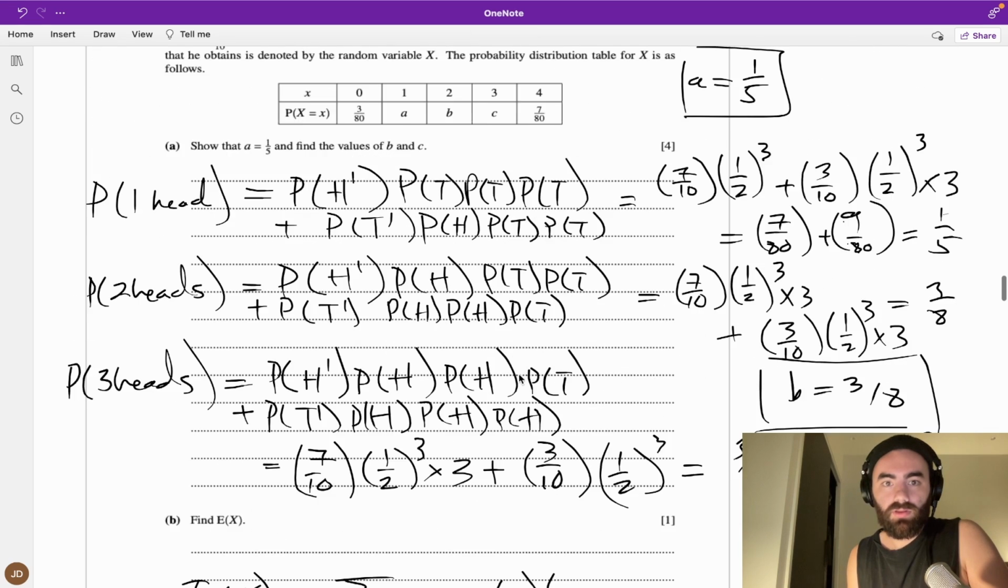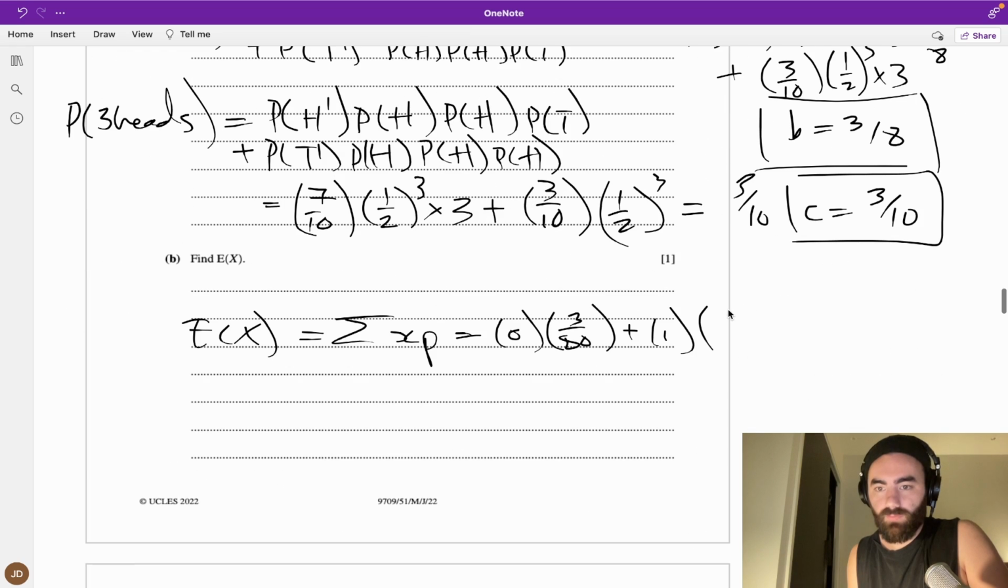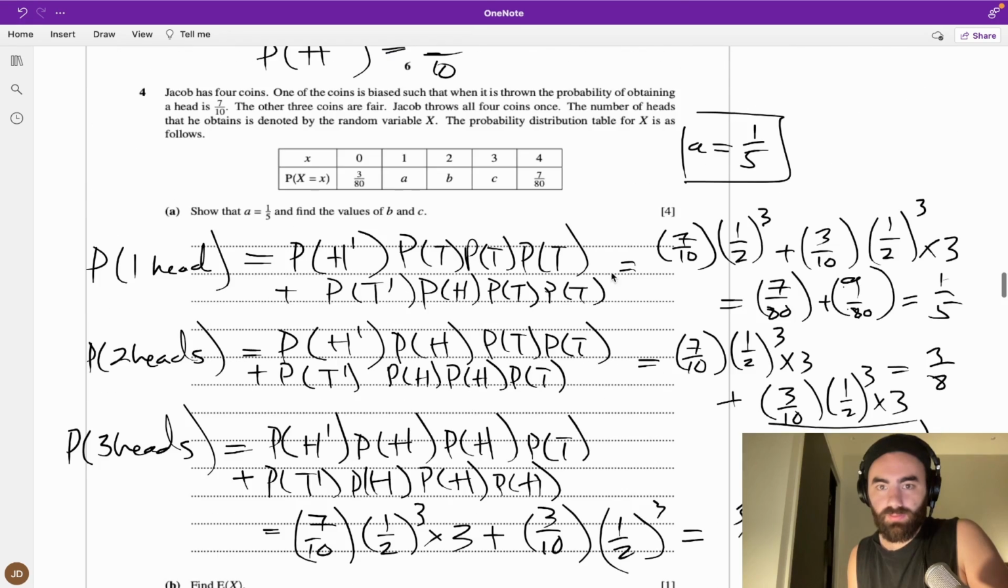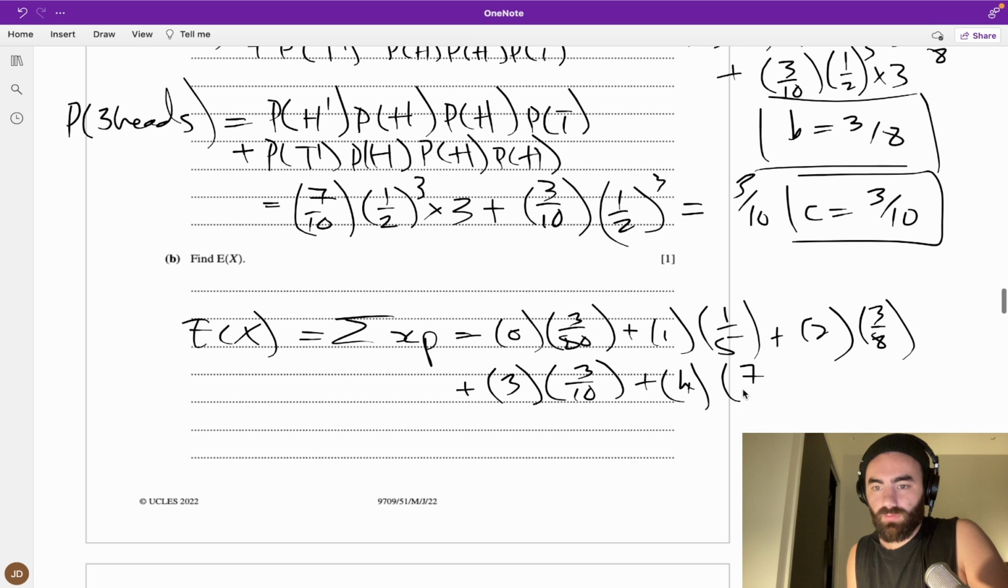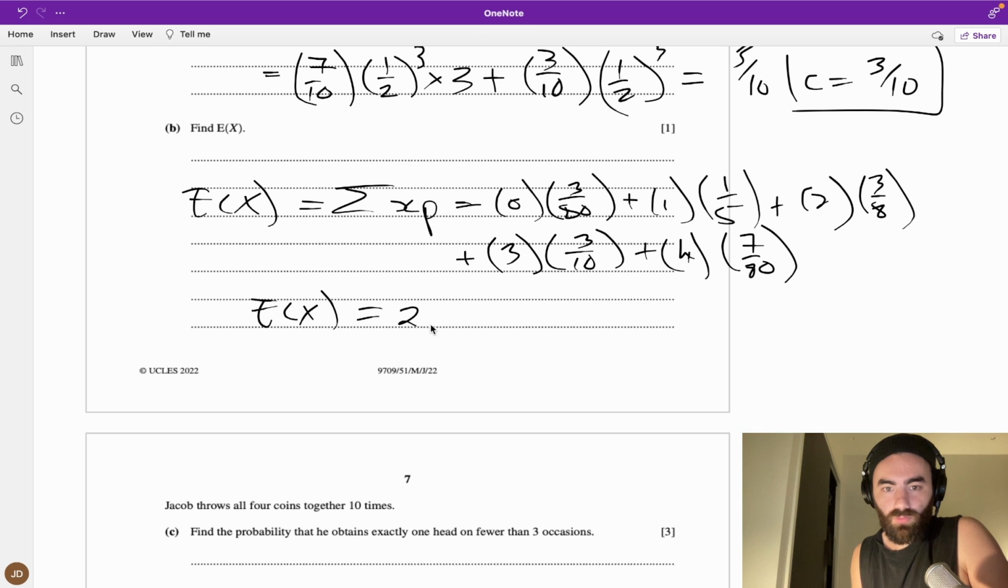So it'd be 0 times 3/80 plus 1 times A, which is 1/5, plus 2 times B, which is 3/8, plus 3 times 3 over 10 plus 4 times 7 over 80. And then you plug all that into your calculator. You get 1 over 5 plus 6 over 8 plus 9 over 10 plus 4 7s 28, 28 over 80. So you get 2.2.